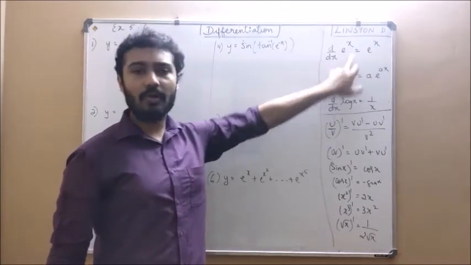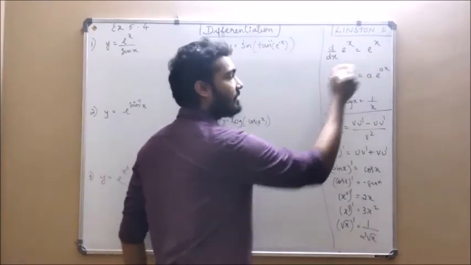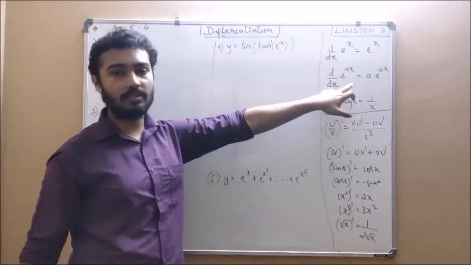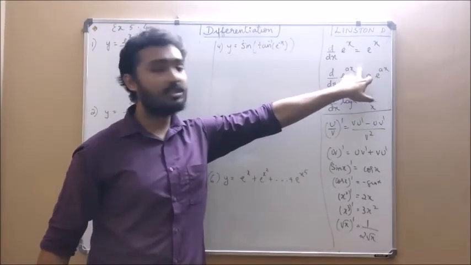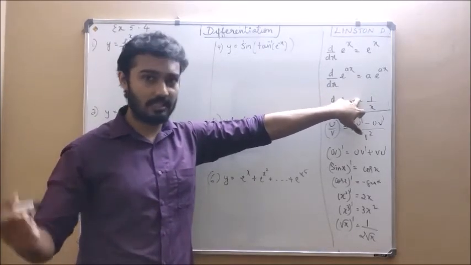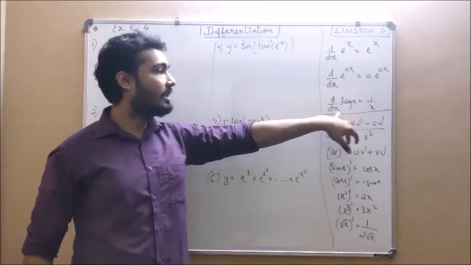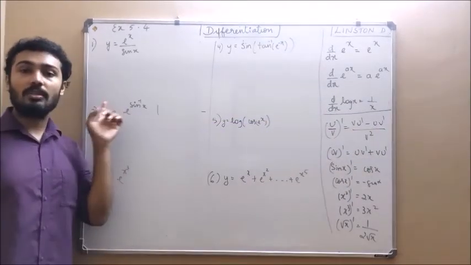Next, d by dx of e power ax, where a is nothing but the coefficient, is nothing but a into e power ax. So coefficient you multiply. Remember in differentiation, if there is a coefficient for x, we multiply. Next we have d by dx of log x. It is nothing but 1 by x. Next we will do some sums.